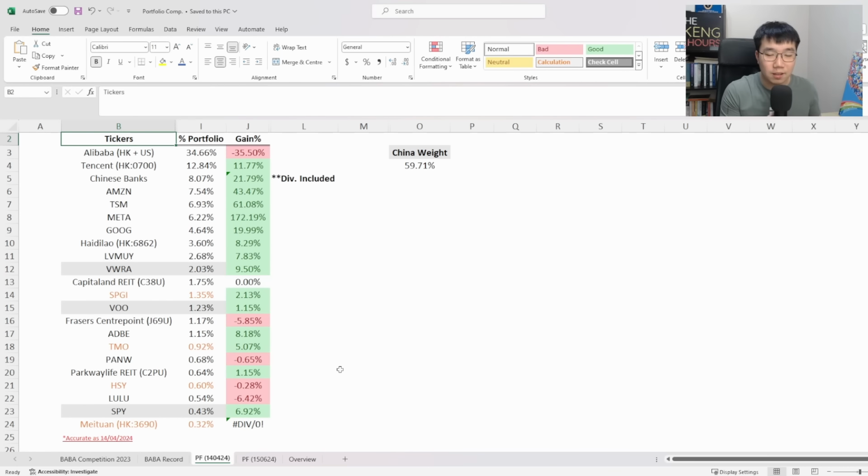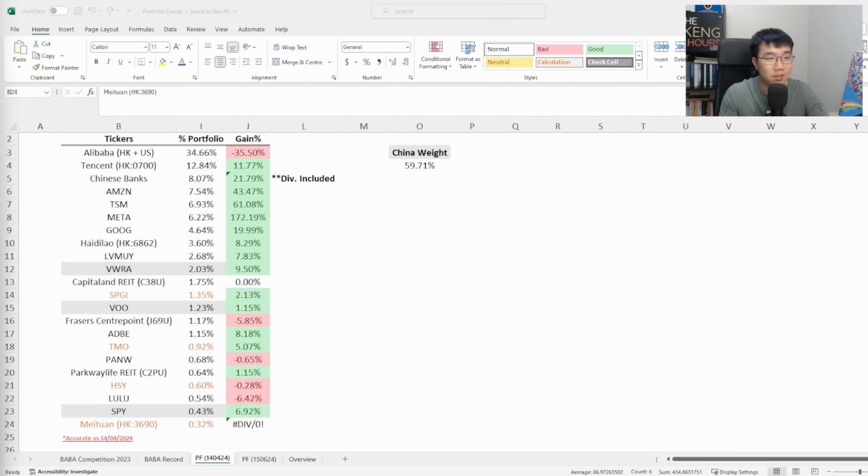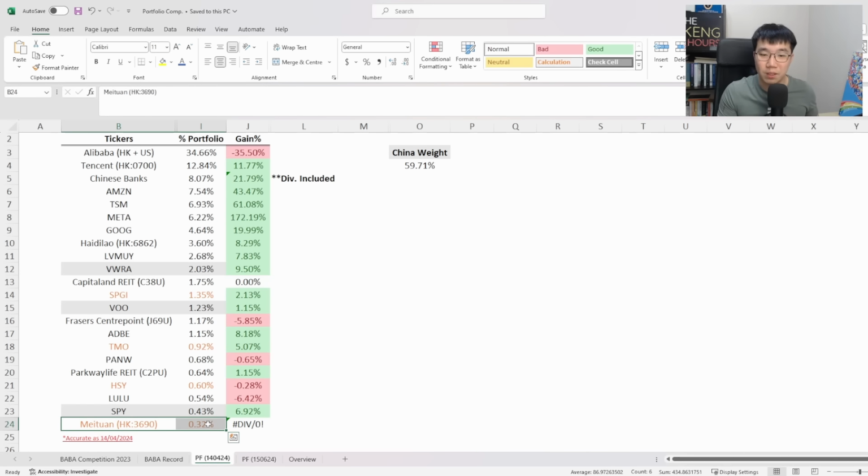As you can see, over the last 2 months, quite a few stocks changed hands. I did exit the 4 positions colored in orange, namely S&P Global, Thermo Fisher, Hershey's, and Meituan. Simply put, I sold Meituan because it was an odd lot. It was given to me as a special dividend from Tencent.